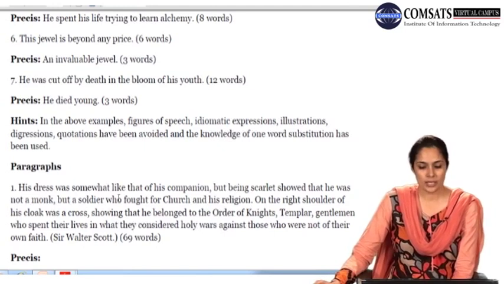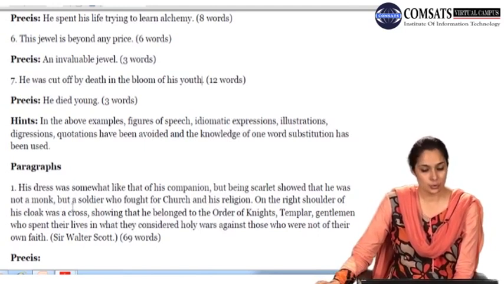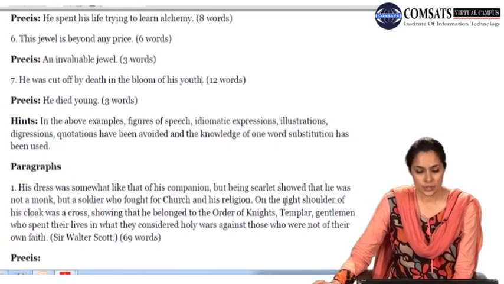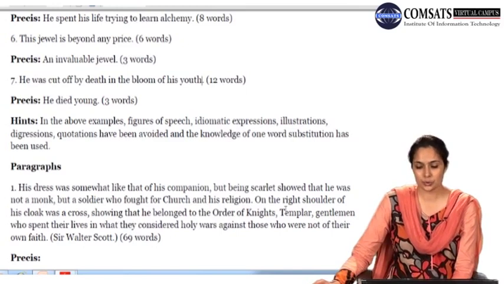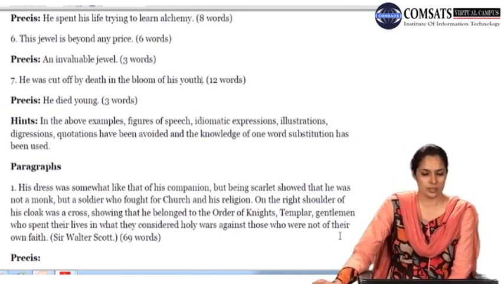His dress was somewhat like that of his companion, but being scarlet showed that he was not a monk, but a soldier who fought for church and his religion. On the right shoulder of his cloak was a cross, showing that he belonged to the order of knights, Templar, gentlemen who spent their lives in what they considered holy wars against those who were not of their own faith.